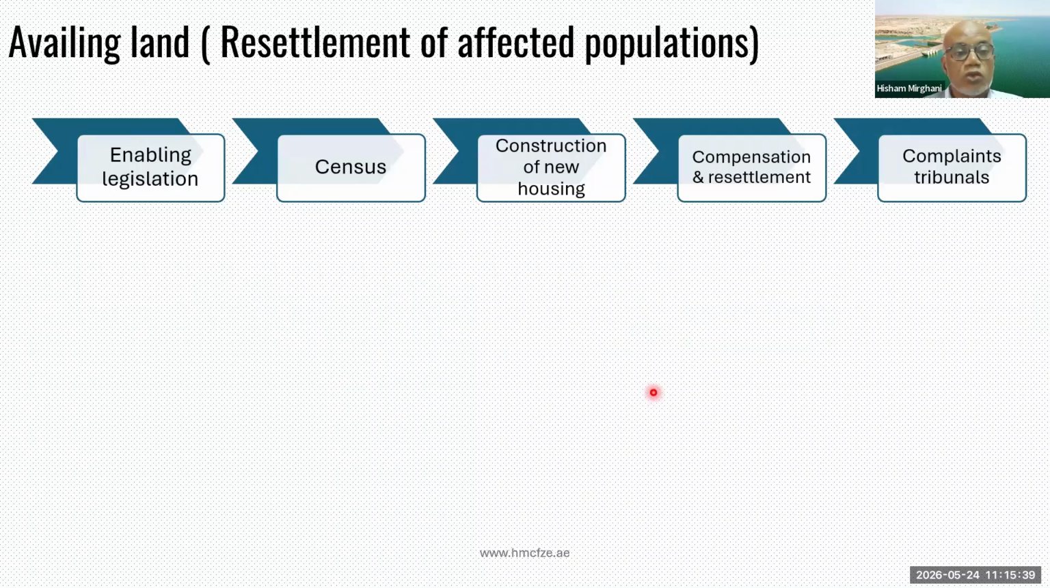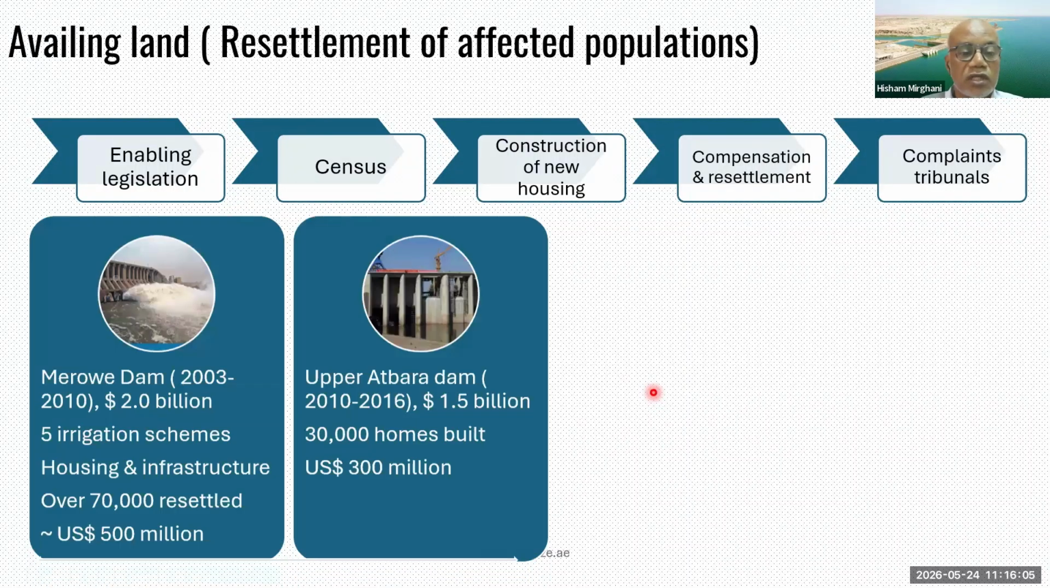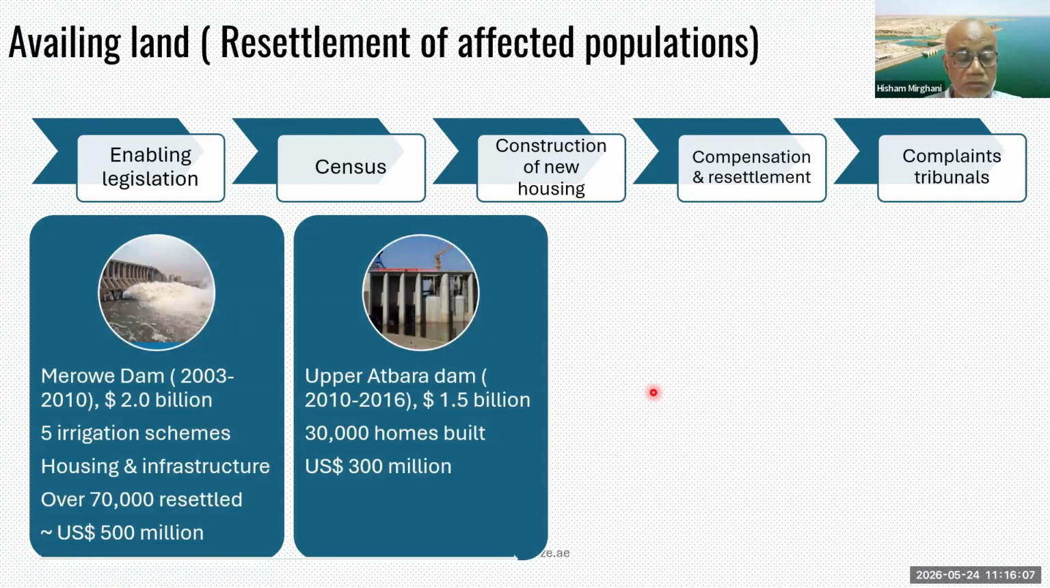First of all, you need to enact the enabling legislation for expropriation of the land and for compensation of the affected people. You need to carry out the census, construction of the new housing, then paying the financial compensation and actually physically resettling the people, and also our legal department used to handle the process of the complaints tribunals. And I'm just giving here two brief examples.